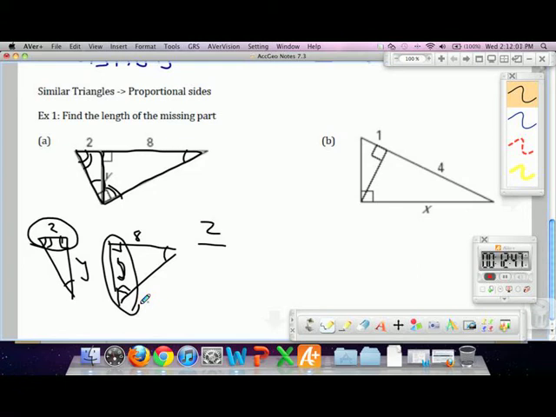So 2 over y should correspond to, how about the side that's between the right angle and the single hash? Y over 8. Geometric mean. Which, as we saw in algebra review, this is just a geometric mean. So y is 4. So once you're here, now you could solve this proportion. Cross multiply and solve.